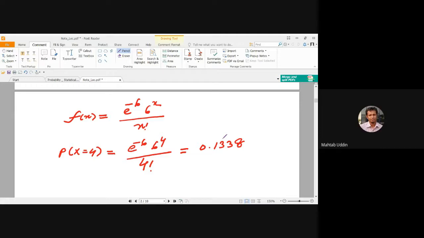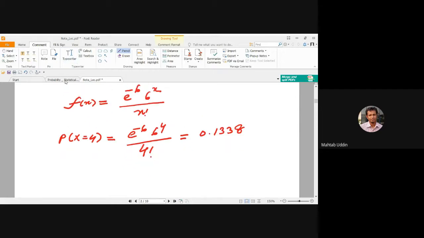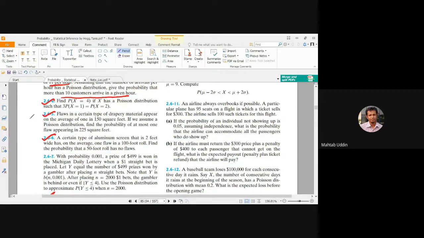Then 5 and 6 are the same. Do 5 as homework. I am doing 6 for you. It has been said that a certain type of aluminum screen 2 feet wide has on average 1 flaw in a 100-foot roll. Find the probability that a 50-foot roll has no flaws.